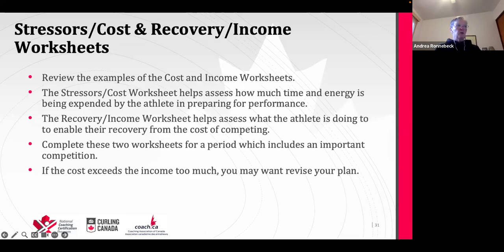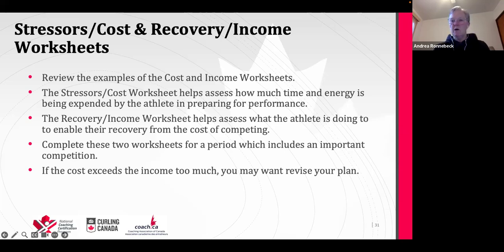So the stressors and cost, and recovery income worksheets, those are part of the template as well. They look complicated, but when you actually sit down to do them, they're not that bad. They help assess how much time and energy is being expended by the athlete in preparing for performance. The recovery income worksheet helps assess what the athlete is doing to enable their recovery from the cost of competing. So you complete these two worksheets for a period which includes an important competition. If the cost exceeds the income too much, you may want to revise your plan.